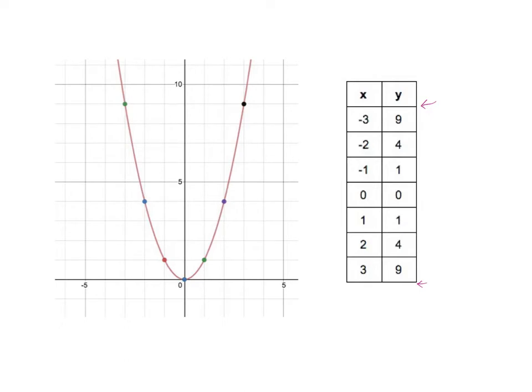So starting here at our vertex, 0, 0, which we see right there, that is our lowest point on the graph. If we go outward from 0 to 1, we're adding 1. When we go from 1 to 4, we're adding 3. And when we go from 4 to 9, we're adding 5. So if we go by patterns, we're looking at 1, 3, 5.